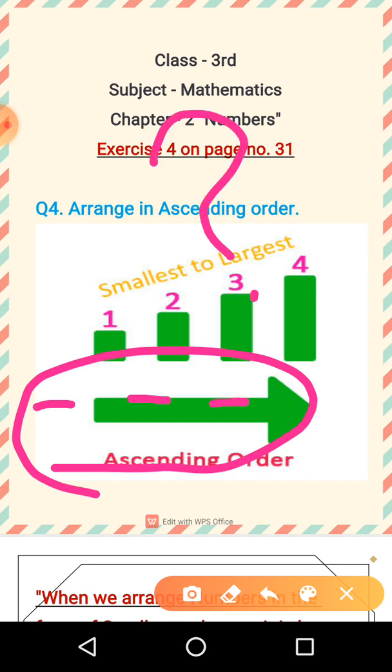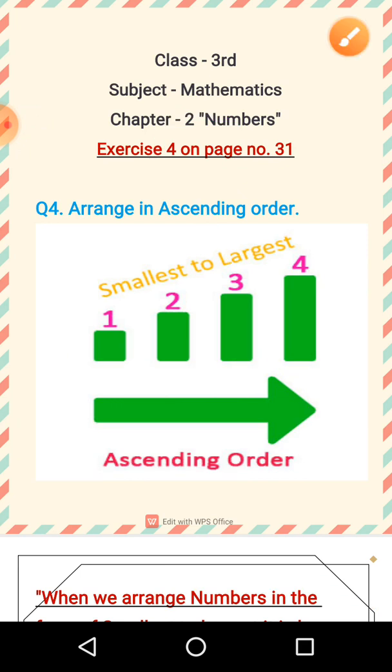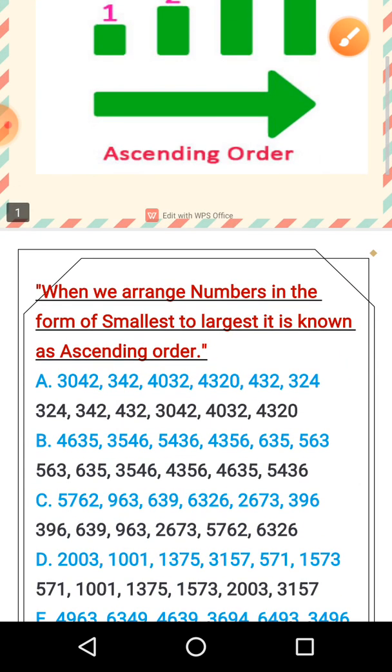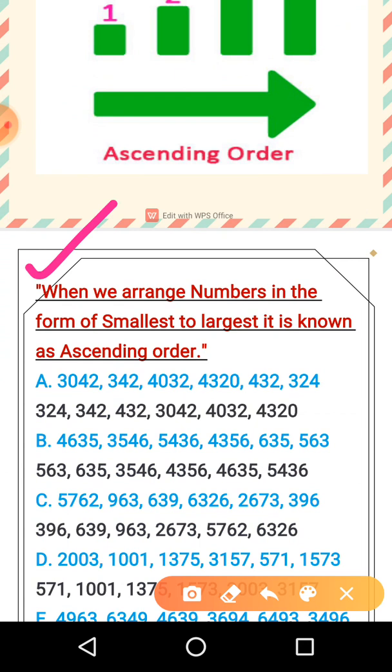Now, what is ascending order? Ascending order is an order in which we arrange the numbers in the form of smallest to largest. Means like we create an assembly line. So, let's talk about the definition. When we arrange numbers in the form of smallest to largest, it is known as ascending order. It means the smallest number comes very first and the largest number comes very last.